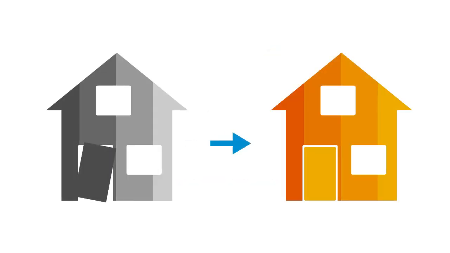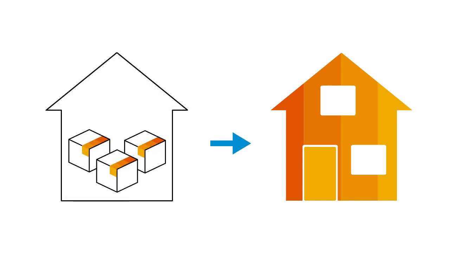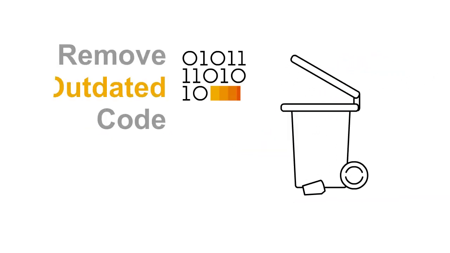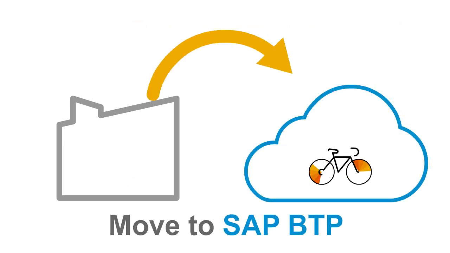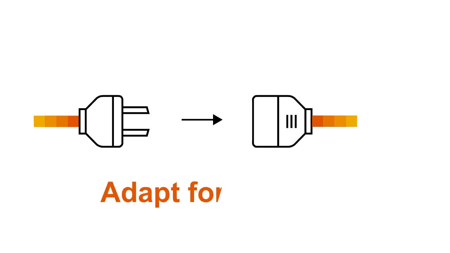You can think of it as moving to a new house. You need to decide on what to do with all your belongings, and you have different options how to proceed. The same applies to your custom code. You will need to remove the outdated code parts, identify the code for redesign and back to standard activities, and decide which code to move to SAP BTP and which to SAP S/4HANA.